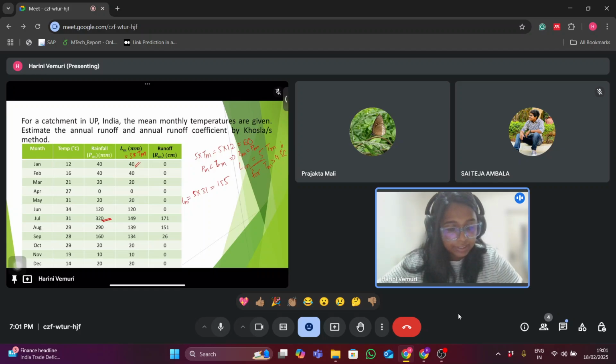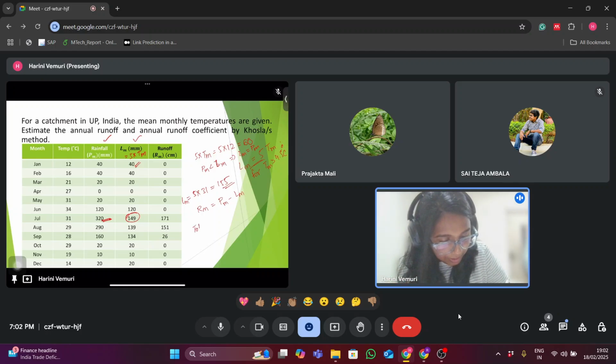And since the precipitation is 320 and the loss is 155, we are just keeping the amount of loss that is calculated using this formula. And runoff is calculated by Rm equal to Pm minus Lm. So by subtracting column 3 and column 4, we'll get the runoff values. Okay.